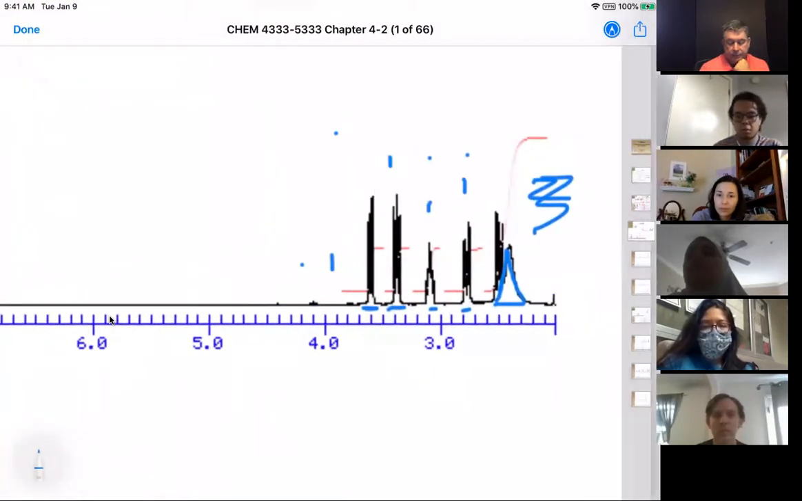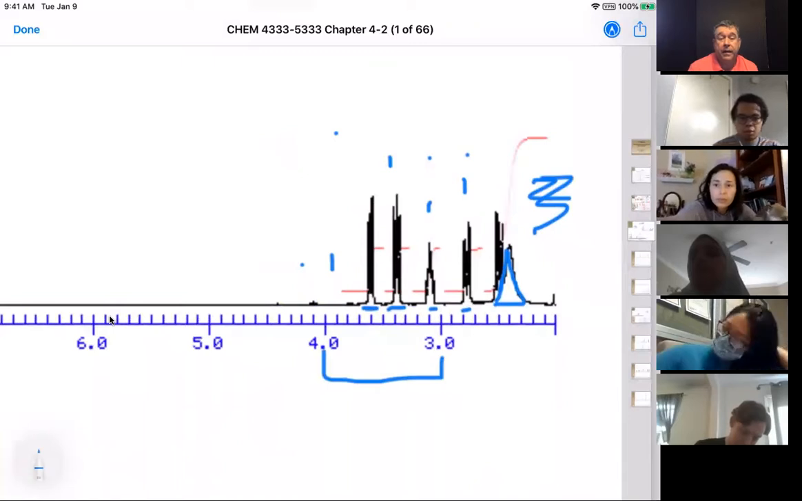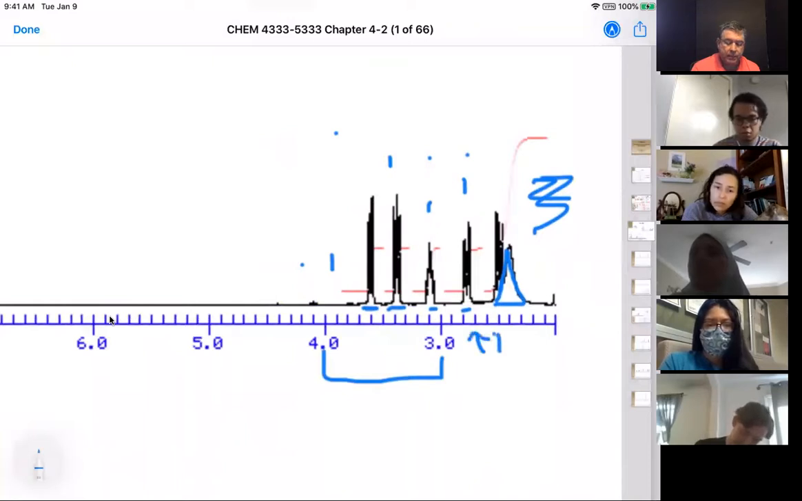Let's look here. We have 3 peaks between 3 and 4, which means we have 3 different hydrogens that are next to an electronegative atom. The carbons next to benzene rings are going to be below 3, but these are going to be bonded somewhere near an oxygen or a nitrogen. So that's telling us a little bit of something too, right?